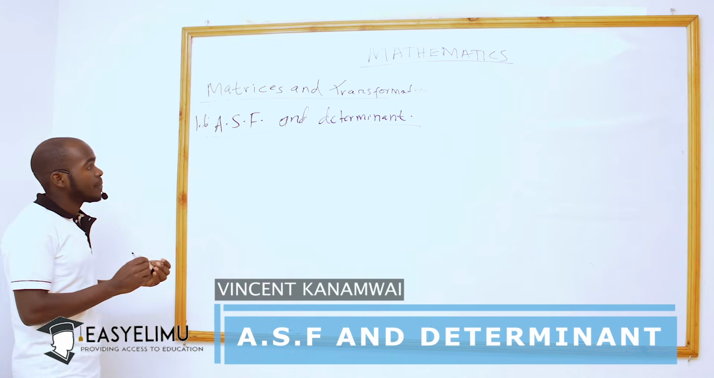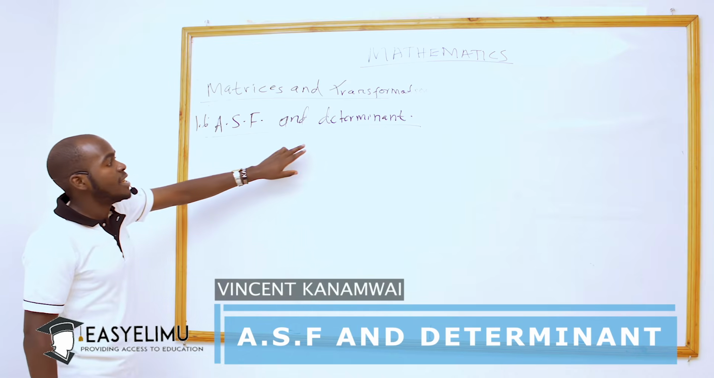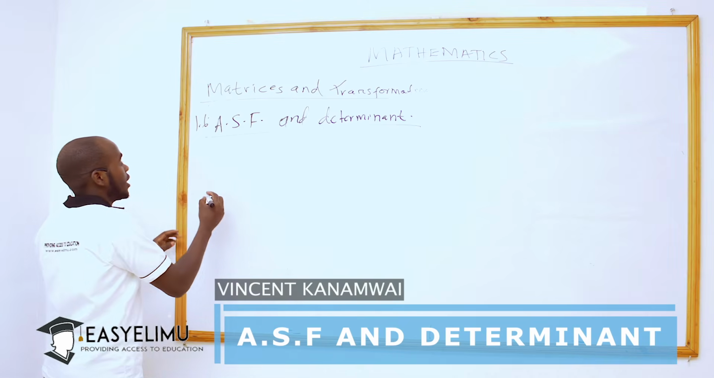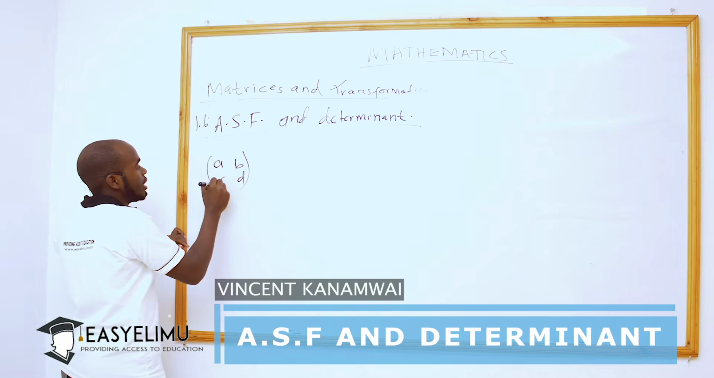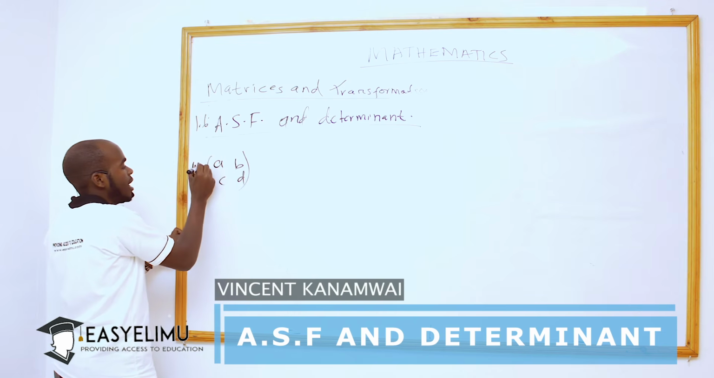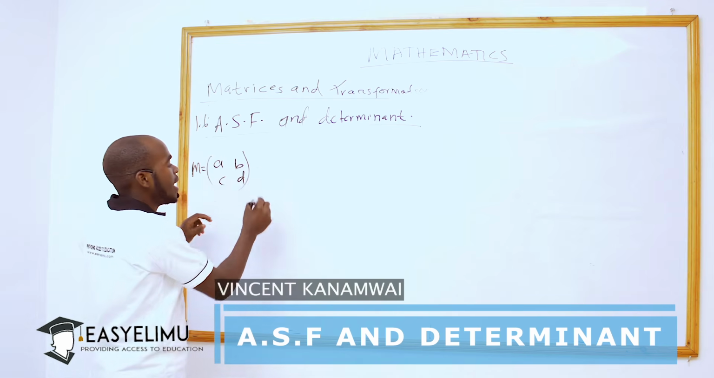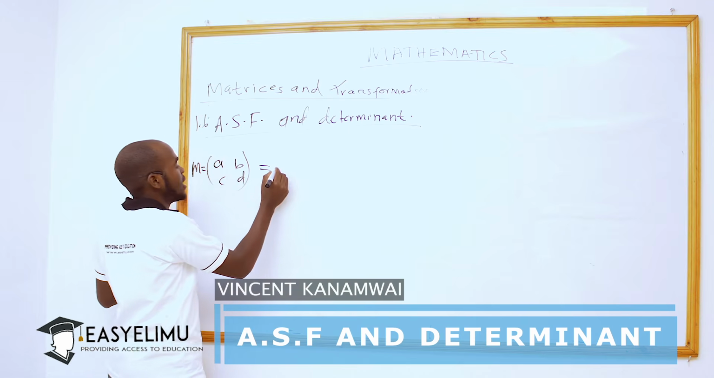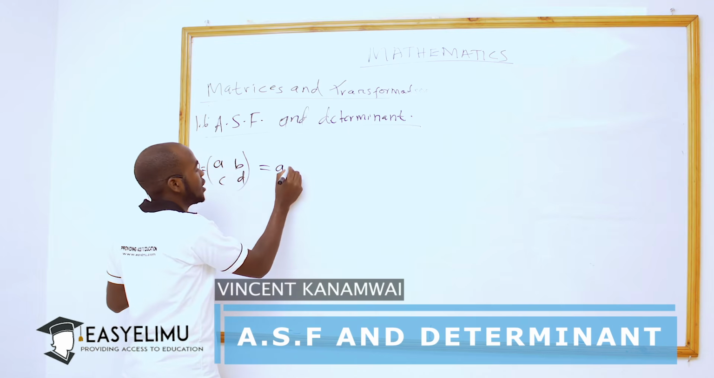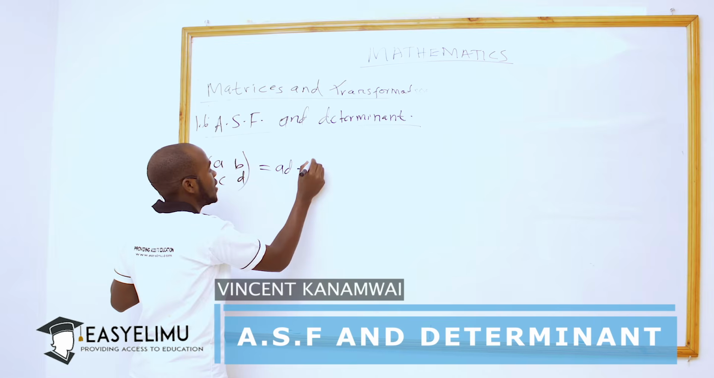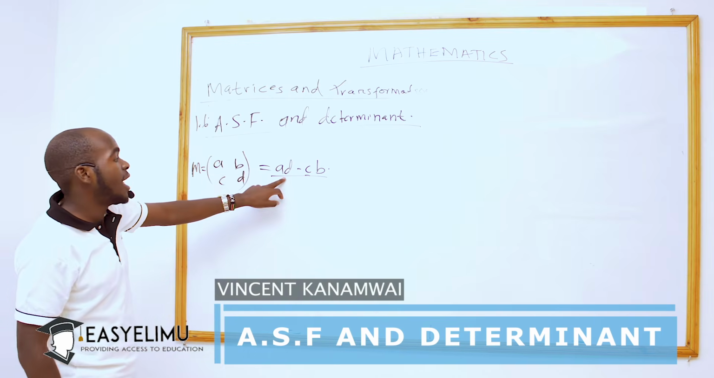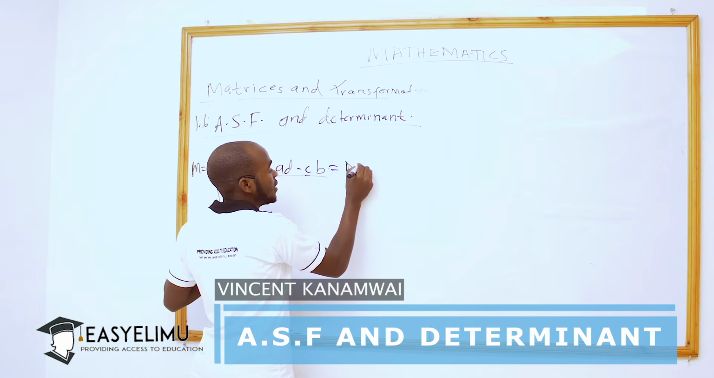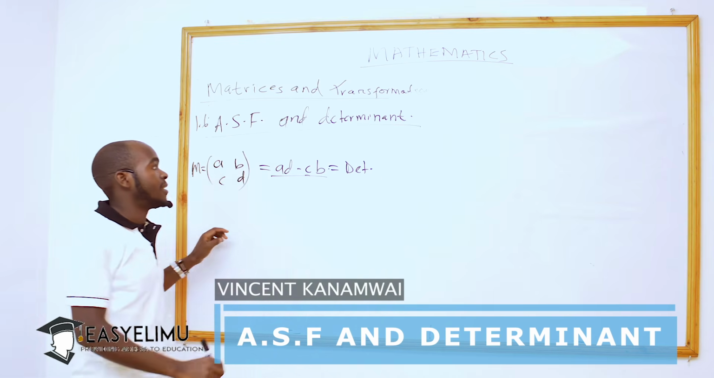To find the determinant of a matrix, we understood that if given A, B, C, D, let's say this is our matrix M, we can find the determinant of it by taking the leading diagonal, which is AD minus CB. This is how we said we can find the determinant of our matrix, abbreviated as det.